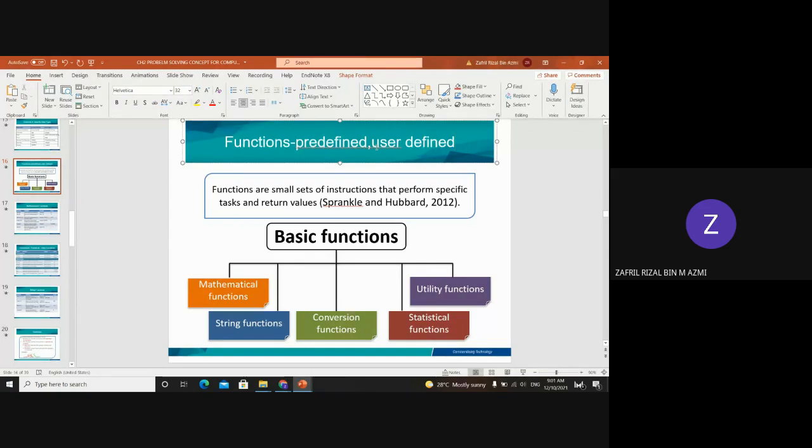So that's two different. Predefined is the function already there inside of the programming language library. If you want to use it, you just call the function. This is the first thing you need to know, the difference. While user-defined function is the function that you create entirely, you as a programmer.